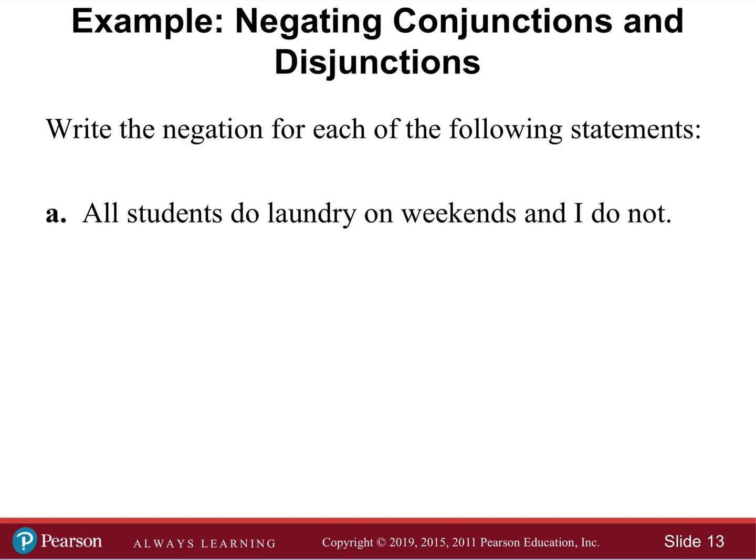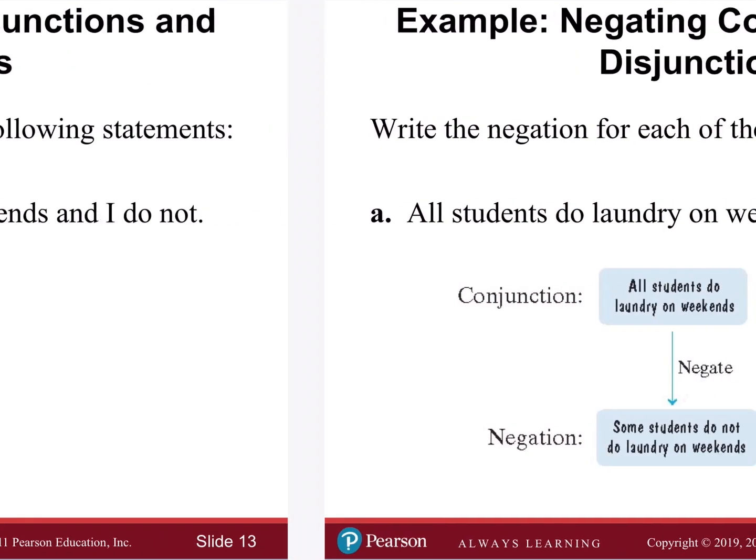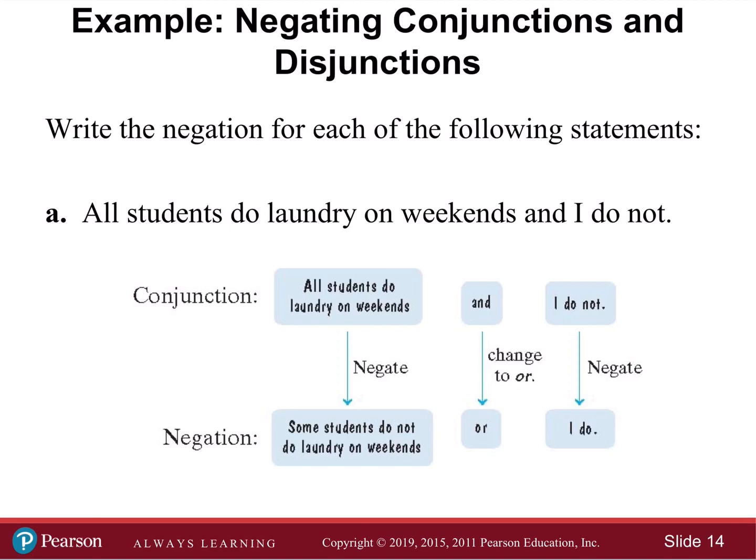I love it. Write the negation for each of the following statements. All students do laundry on weekends and I do not. So the opposite of all is some. Some students do laundry on the weekends or I do. I forgot the do not. Some students do not do laundry on the weekend or I do. So right there, we negated the all, but we forgot to negate the do laundry.